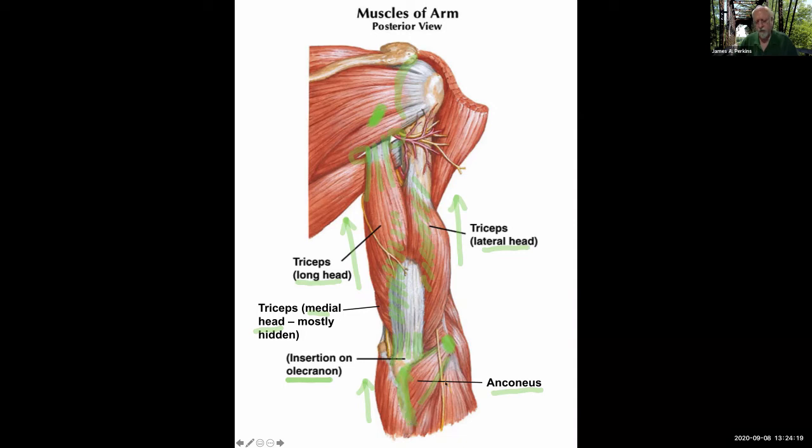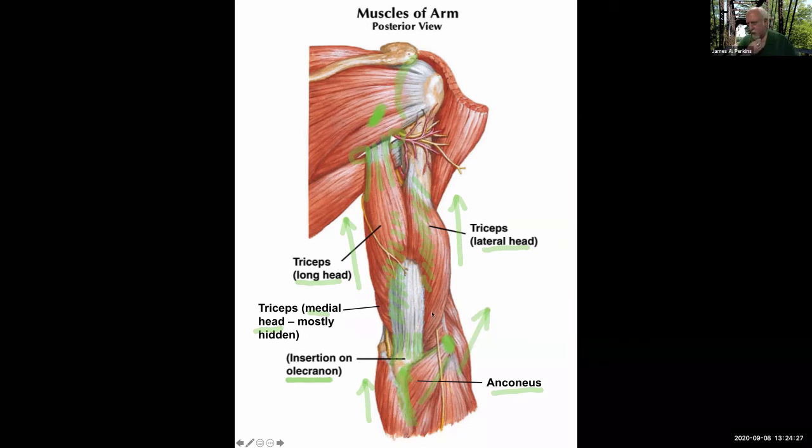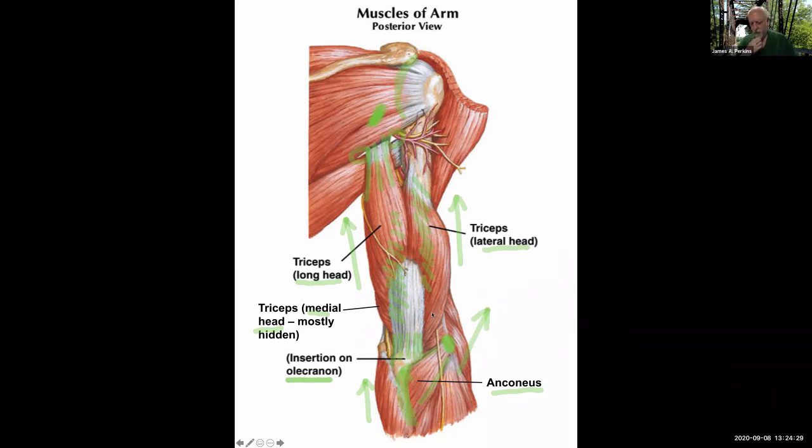And when this muscle contracts, it's going to generate a fairly weak force roughly in this direction, which is also going to help to extend the elbow. So the anconeus plays a very tiny role in helping the triceps to extend the elbow.